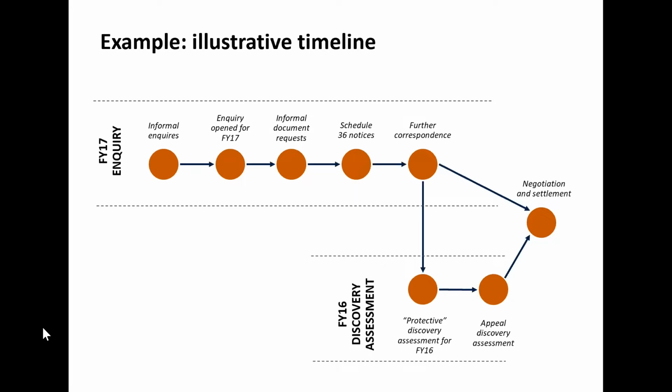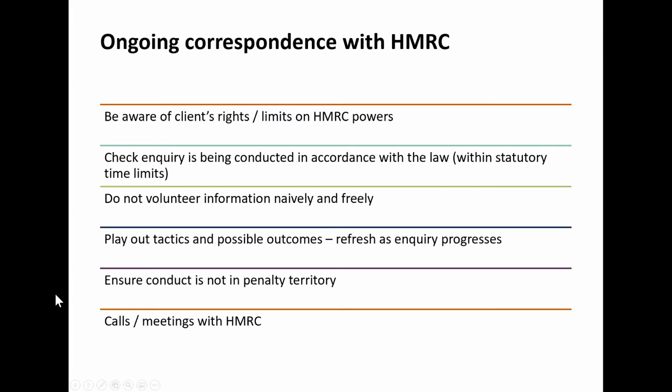So to go back to our illustrative timeline here that has become familiar during this series, we are now at the stage of further correspondence that you can see 5 circles in. Depending on how difficult or unclear the technical law behind HMRC's challenge is, or even just depending on the tactics employed by HMRC, you may find yourself exchanging a number of letters. This slide sets out a few practical points to remember when exchanging that correspondence.